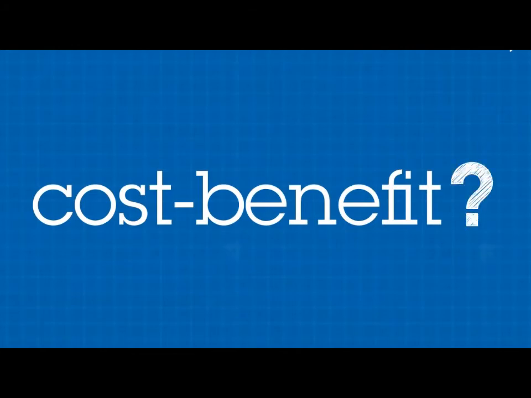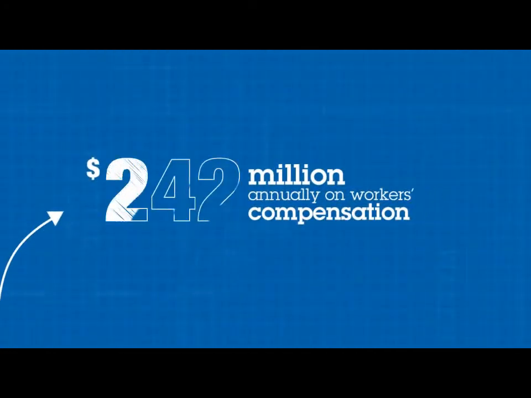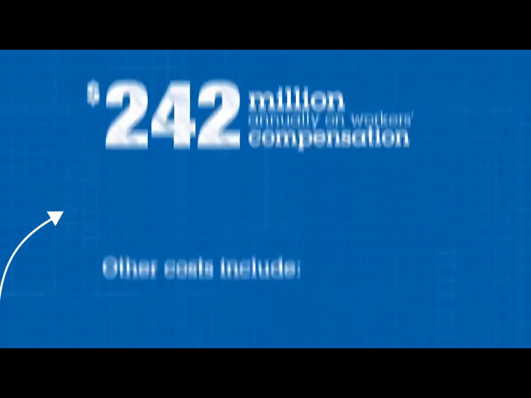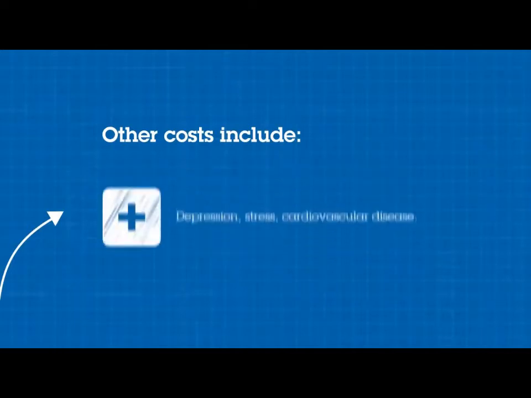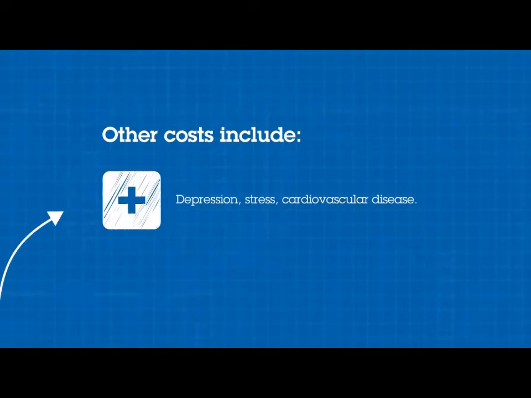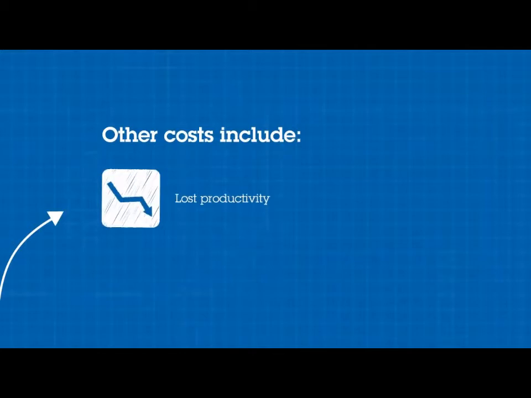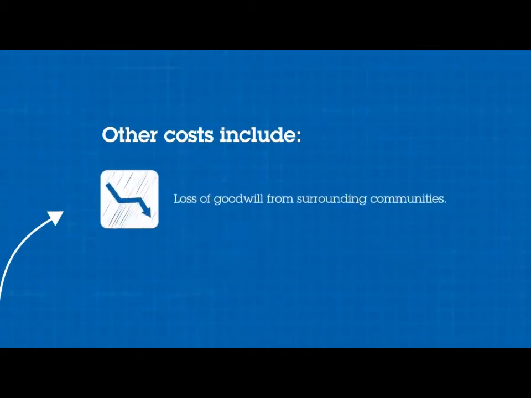Doing nothing to reduce noise-related hearing loss carries a high price. Do you know businesses in the United States spend $242 million annually on workers' compensation for hearing loss disability? Other costs include safety issues caused by workers' inability to hear warning signals and other communications over the sound of machinery, health problems related to workplace noise and loss of hearing, such as depression, stress, or cardiovascular disease, lost productivity because of city noise ordinance time restrictions, absenteeism, employee turnover and miscommunication, and loss of goodwill from surrounding communities who are fed up with uncontrolled noise pollution.